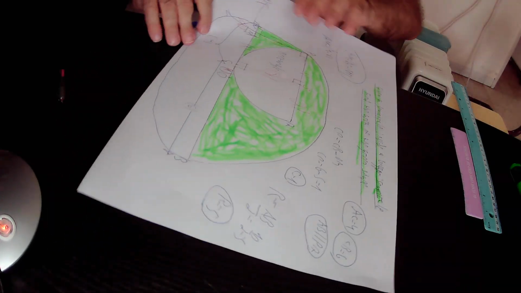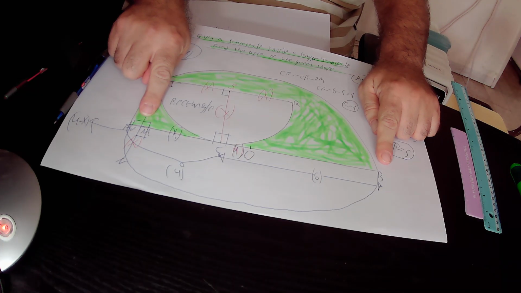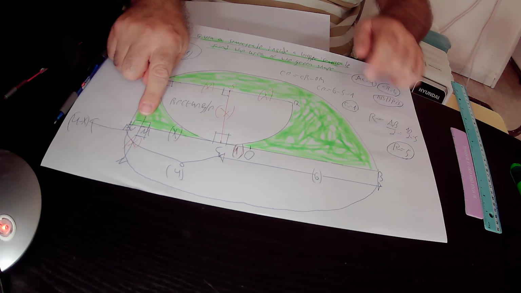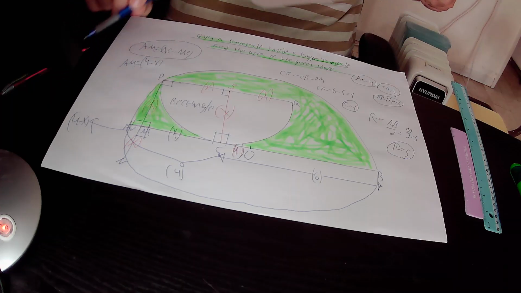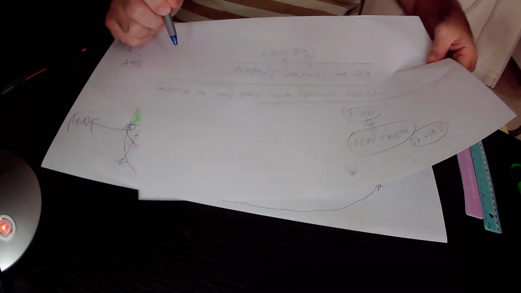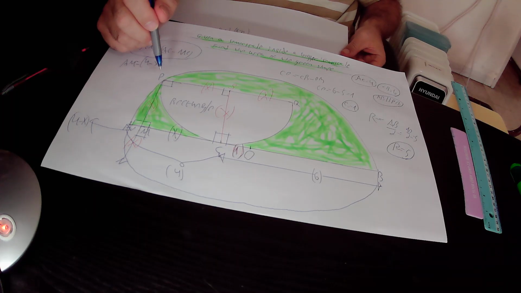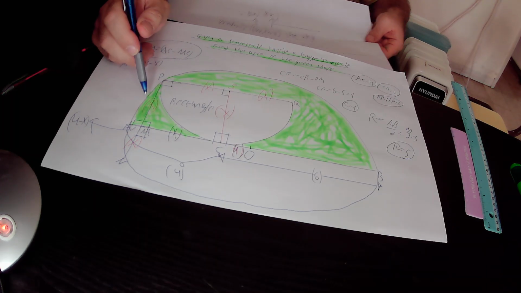times MB. What is the length of MB? MB in total equals MC, that is X, plus CB, that is 6. So MB equals X plus 6 units. So substitute MB by X plus 6, and it equals PM times MN. PM equals X, MN also equals X. X times X is X squared.